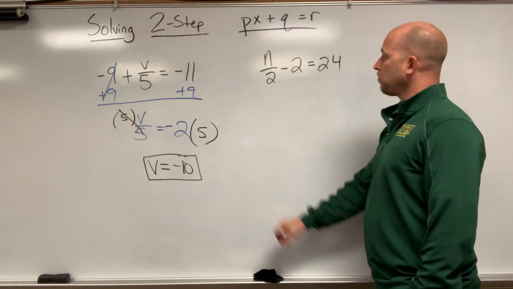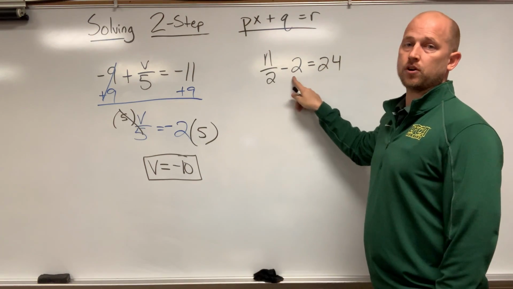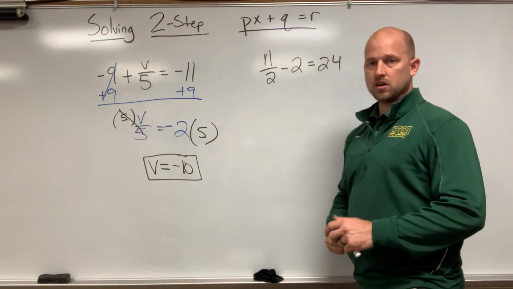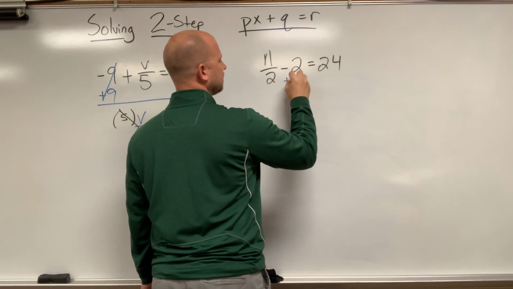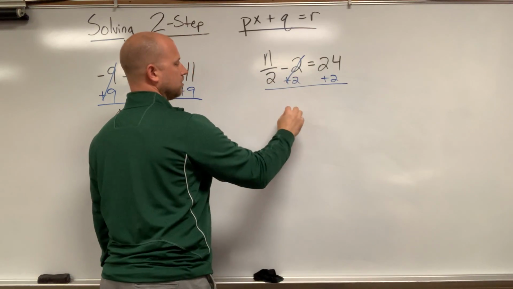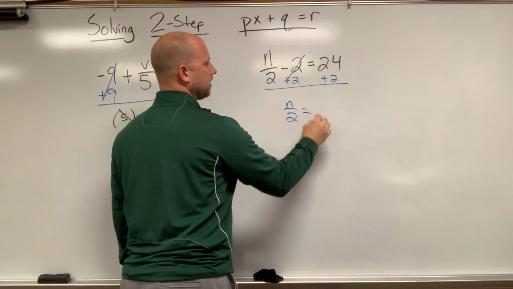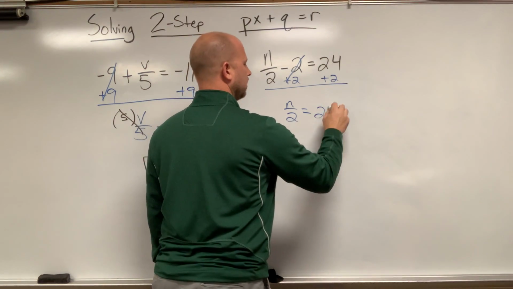All right, so like before, there's division going on here. We must take care of the minus 2 first. So the opposite, or the inverse operation, when we're dealing with subtraction is addition. So we're going to add 2, add 2. They cancel. This gives us n divided by 2 equals 24 plus 2 is 26.